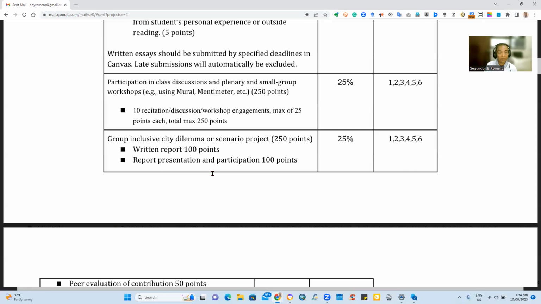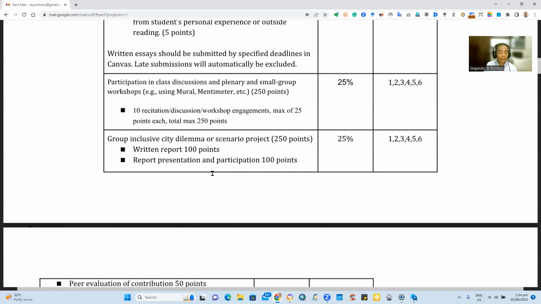That's worth 250 points. And I imagine that for each student, there will be 10 recitation, discussion, workshop engagements, or observable incidents, and you can earn a maximum of 250 points for that.